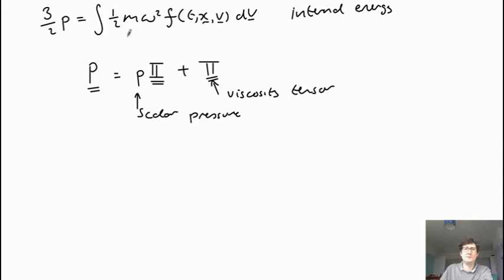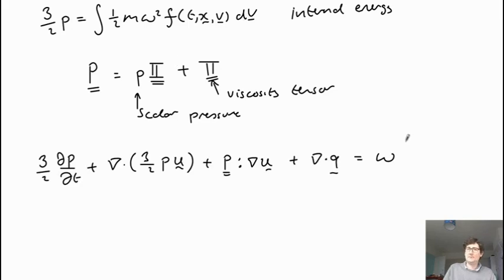So multiply through Boltzmann's equation by half m w squared and then integrate over all velocity. Here several terms have appeared. This is the part of the advection terms. This is the flow velocity just carrying pressure around.